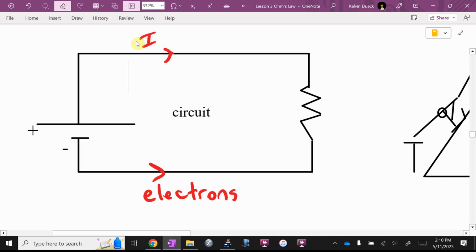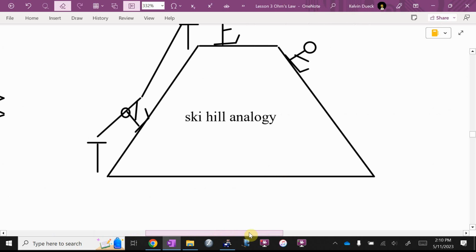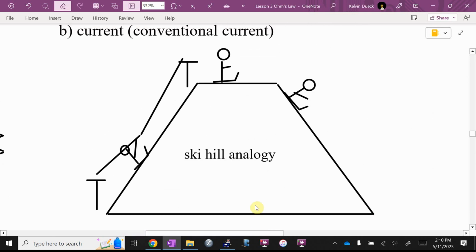I like that question. So in my ski hill chairlift analogy, current would go this way.